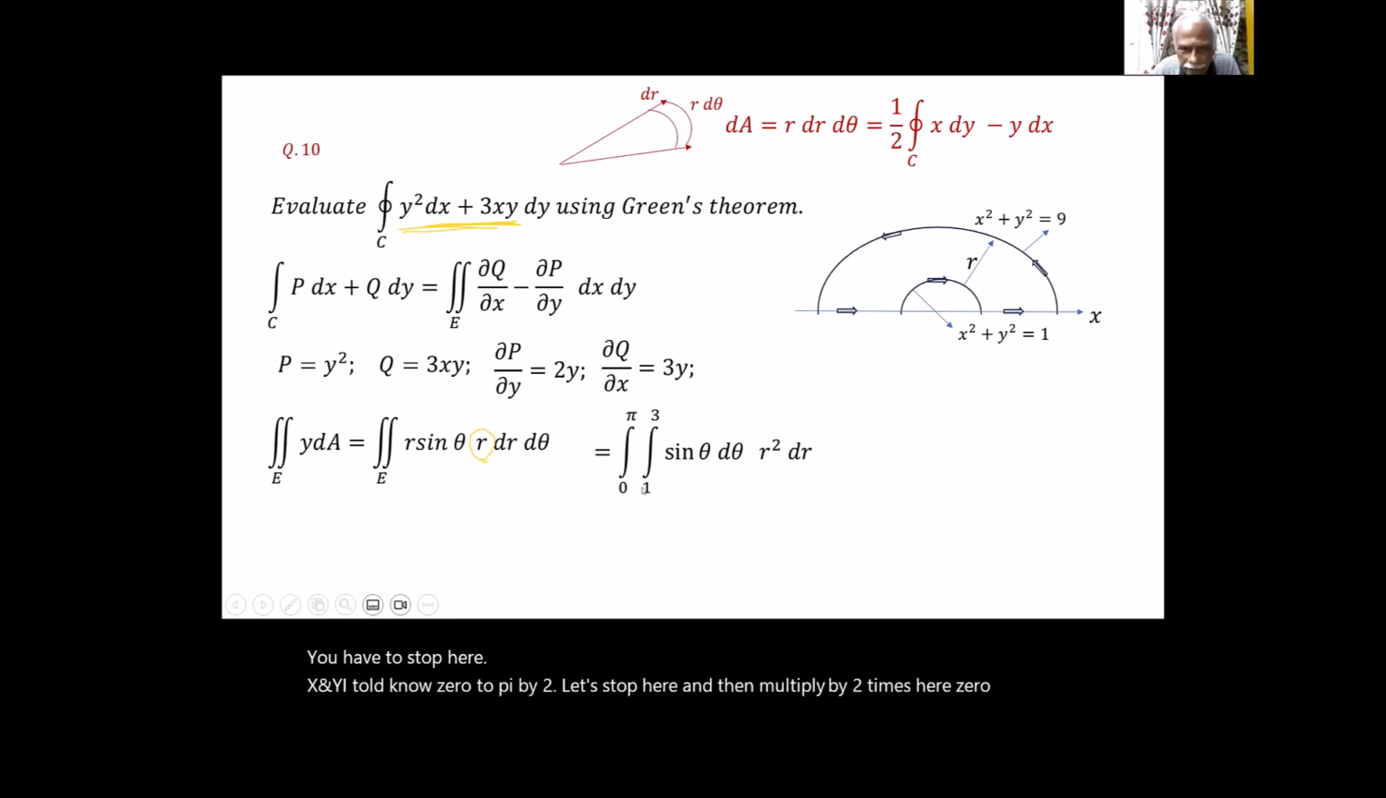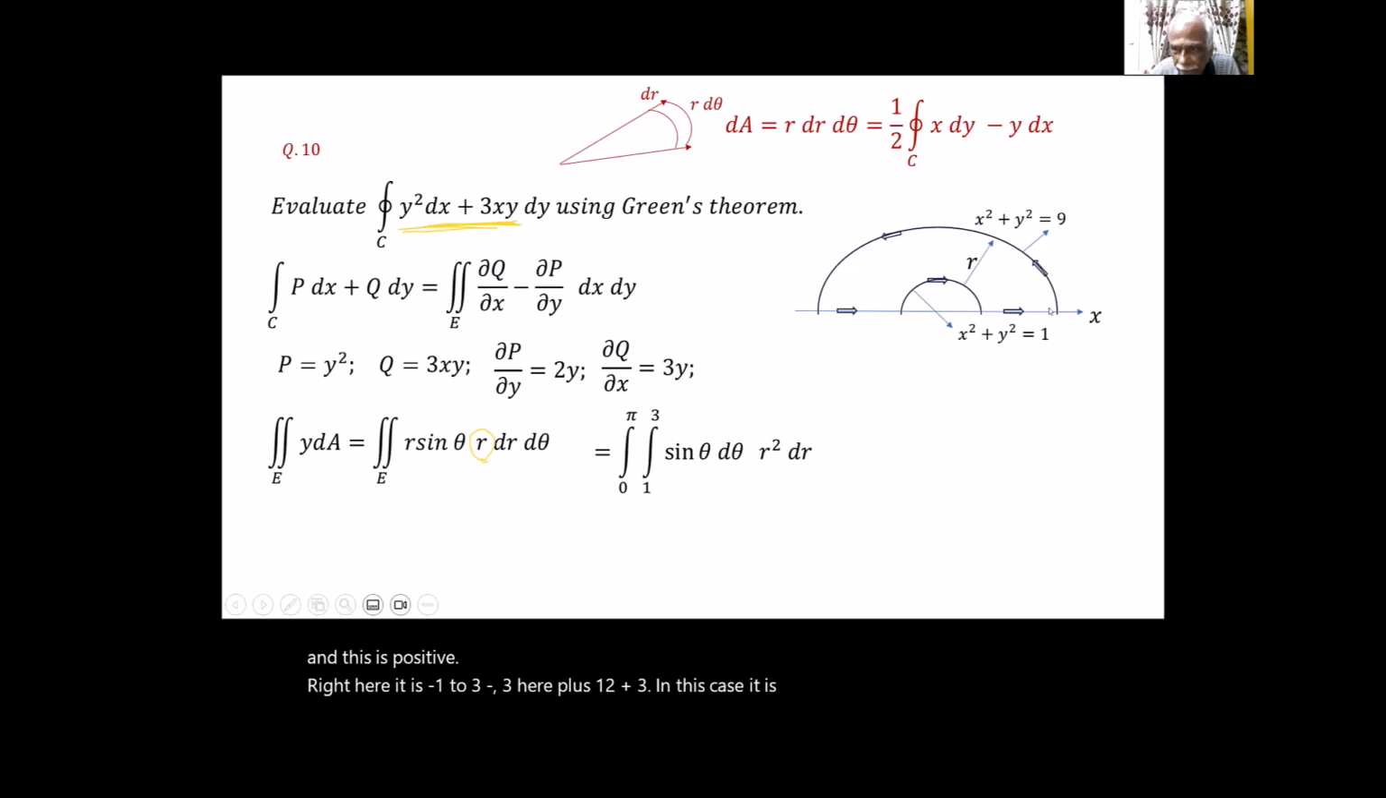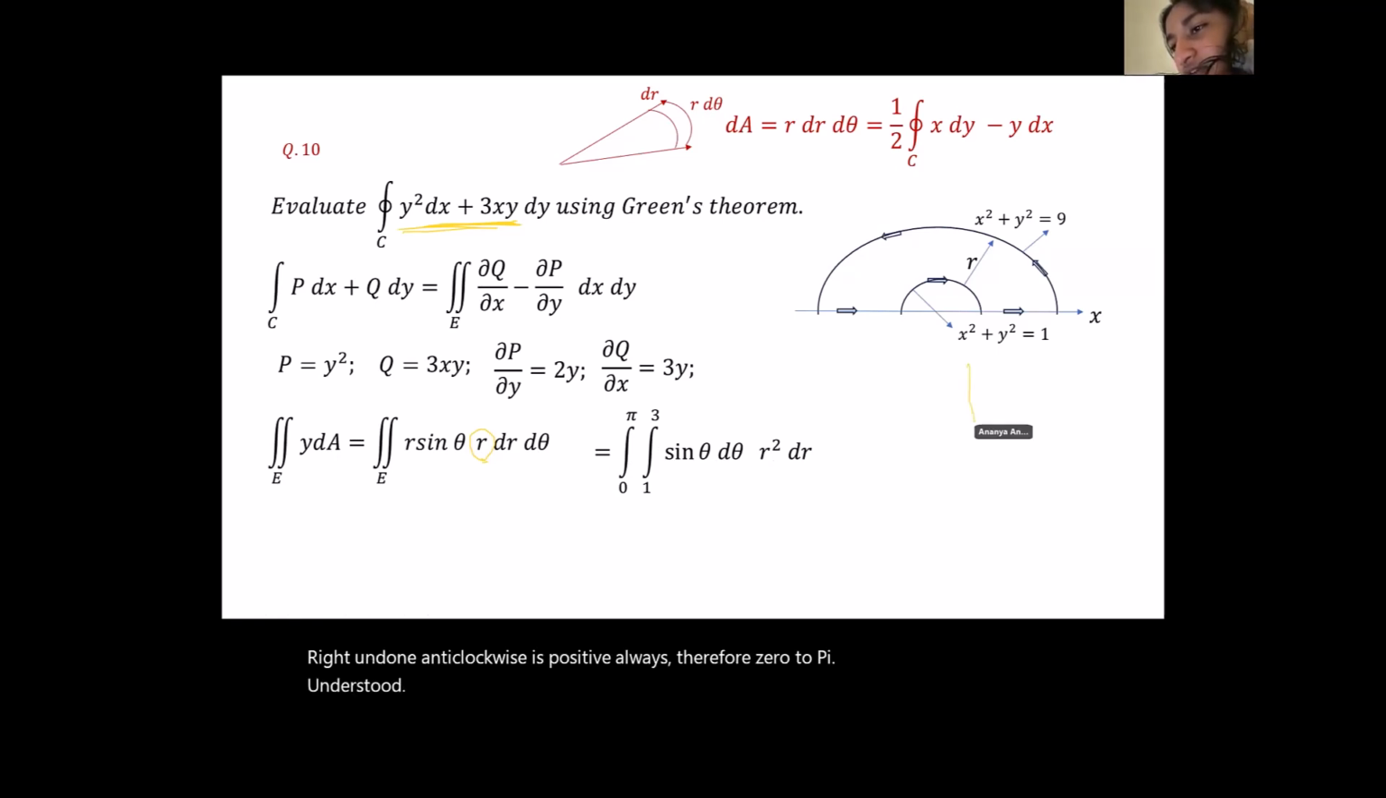Here 0 to pi you are taking. 1 to 3 is because the radius is the same here, always 1 to 3. Please note, I am not going in this direction. Only if you use x and y, this is negative and this is positive: here it is minus 3 to minus 1, here plus 1 to plus 3. In this case, it is always plus 1 to plus 3 for the radius. And anti-clockwise is positive always. Therefore, 0 to pi. And can you still do that even if the function on top of this is changing?